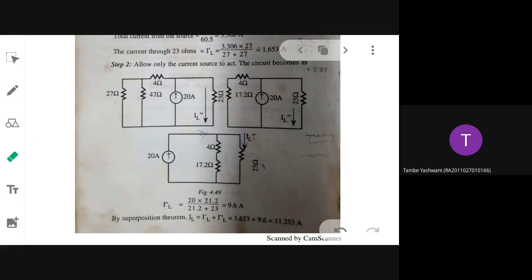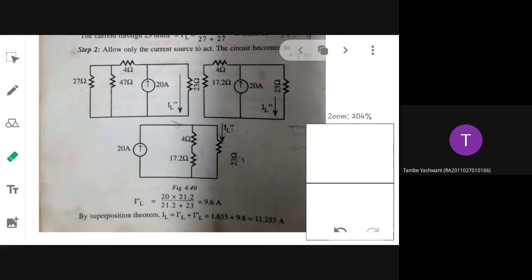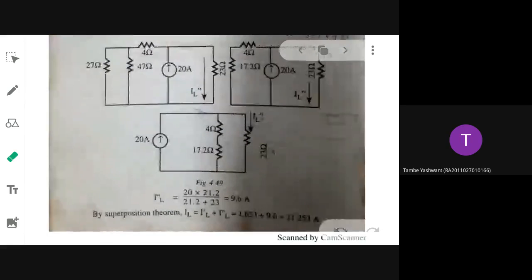You are telling the final answer? Yes, ma'am. Ma'am, it will be 9.6 only by approximation.